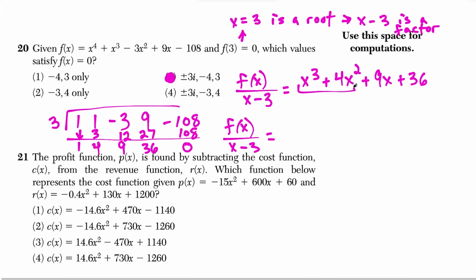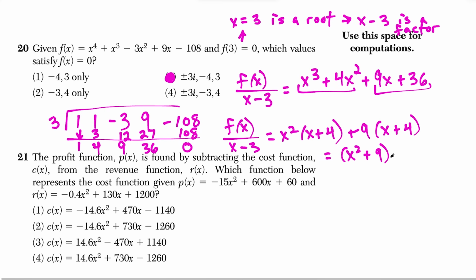We're going to do factoring by grouping. So this is if we want to do this by hand. I could take out an x squared, and I'm left with x plus 4. And I could take out a 9, and I'm left with x plus 4. So then from here, what I have on the right side is x squared plus 9 times x plus 4. Now, this one here, x plus 4, if I set it equal to 0, is going to give me a single root of x equals negative 4.